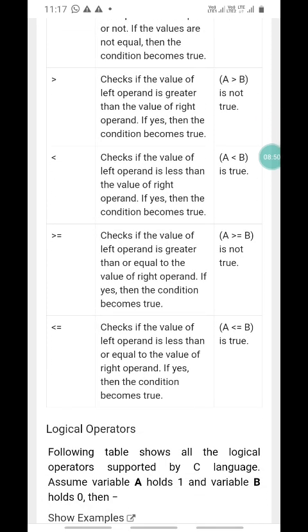Then second, less than or equal to. It checks if the value of the left operand is less than or equal to the value of the right operand. If yes, then the condition becomes true. For example, A is less than or equal to B, where A is 10 and B is 20. So A is less than or equal to B means 10 is less than or equal to 20.